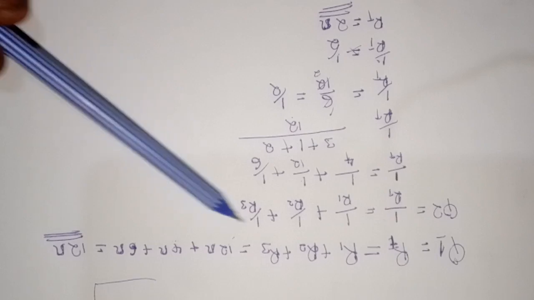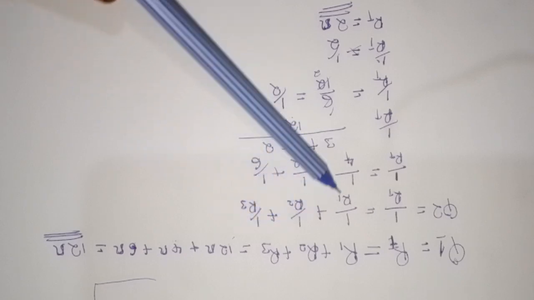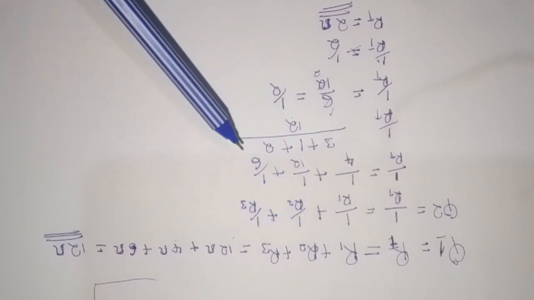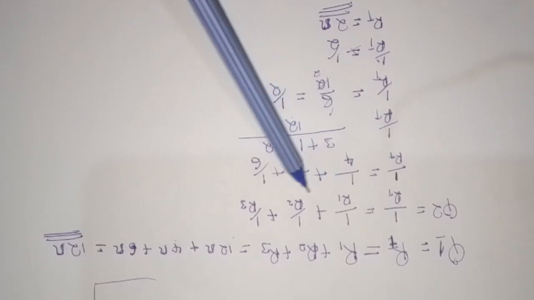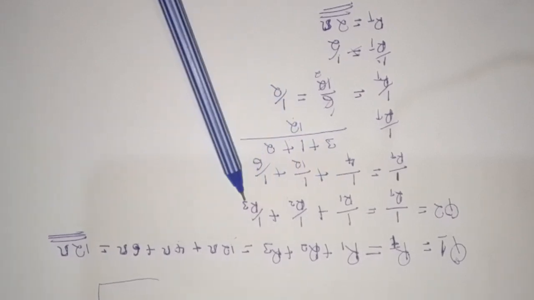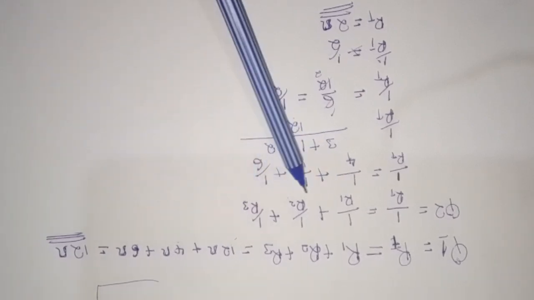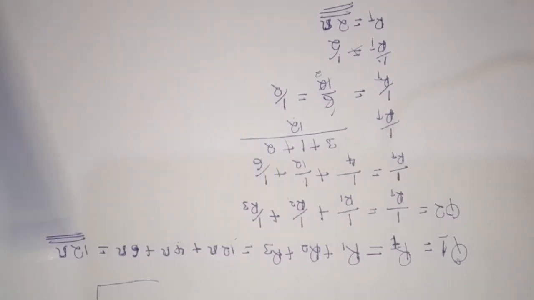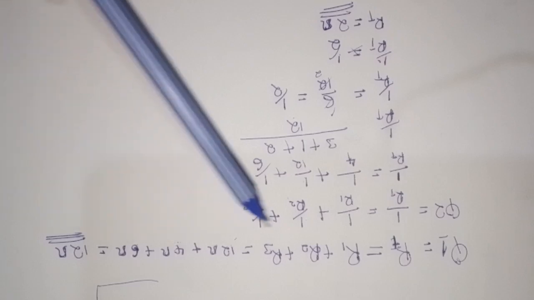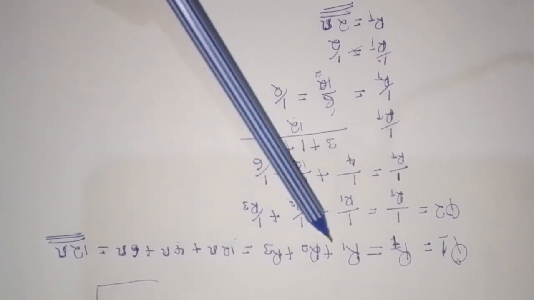So this is the formula. According to the resistances that you have in your question, I'm going to name them resistance 1, resistance 2, resistance 3. If you have 6, just continue going up to 6. But when it is connected in series, just add them.